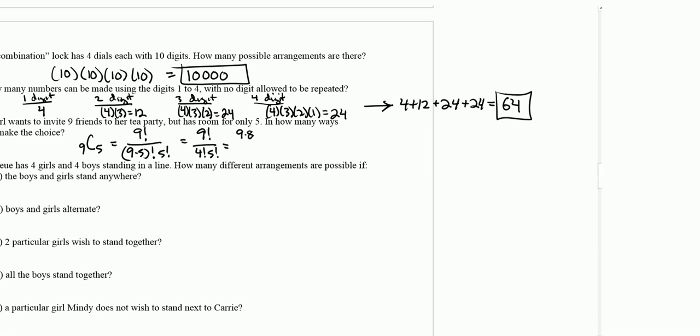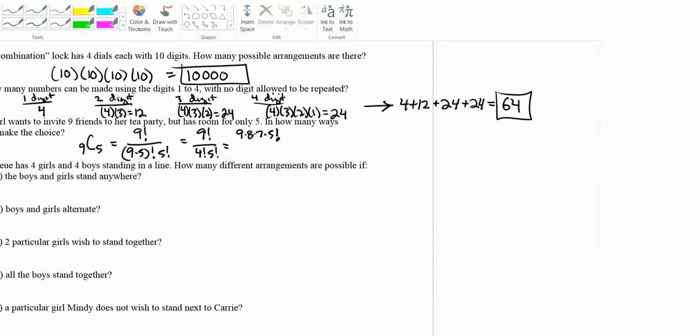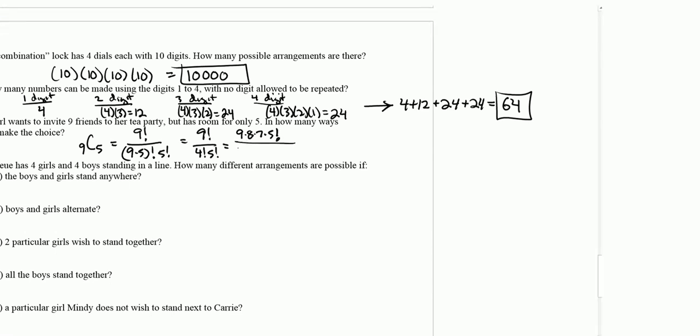9 times 8 times 7 times 5 times, well, we could say times 5 factorial. And this is divided by 4 times 3 times 2 times 1 times 5 factorial. Cancel out the 5 factorials. 4 times 2 is 8. Just reducing this, 9 over 3 is 3. So we're left with 3 times 7, which is 21.